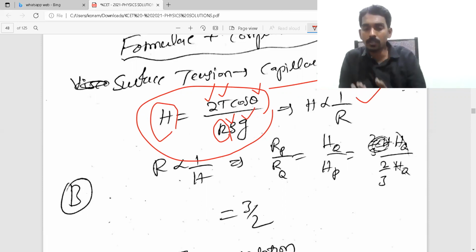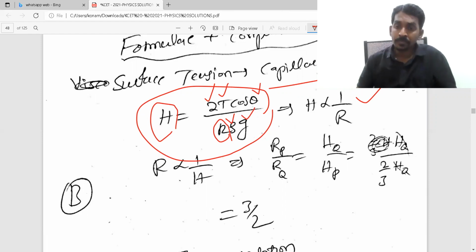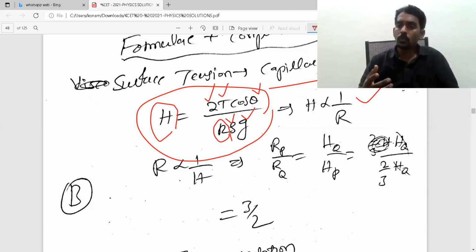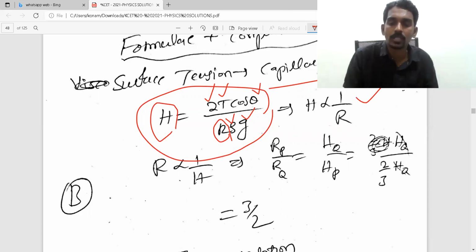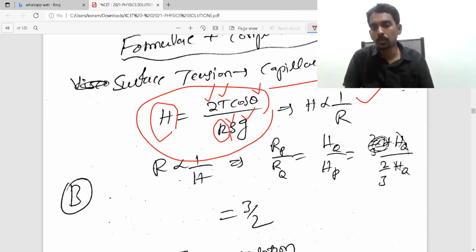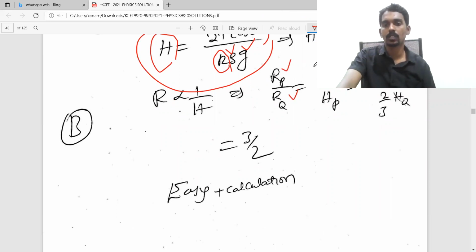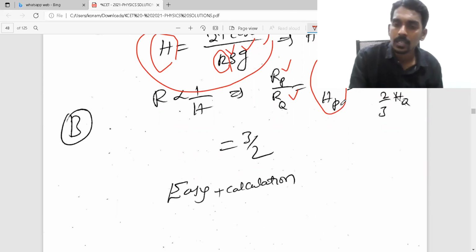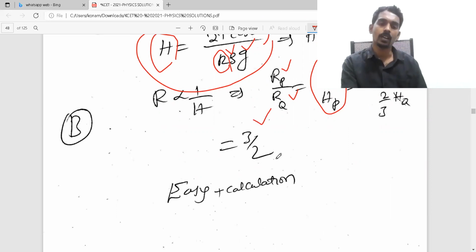As I said, when they give comparison based questions, first you need to take the relation, then you need to remove the quantities which are the same for both situations. Then you make the proportionality relation, then you take the ratio like this. So the ratio of radius for P to Q is inversely proportional, so that's why HQ by HP. They mentioned the condition that the height for P is 2/3 of the height for Q, so that you will get the answer.